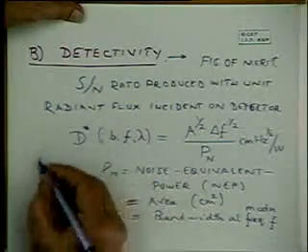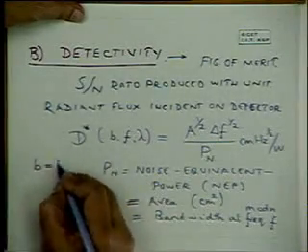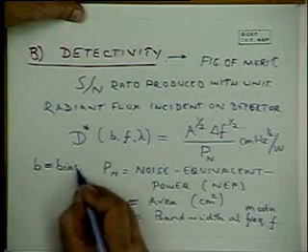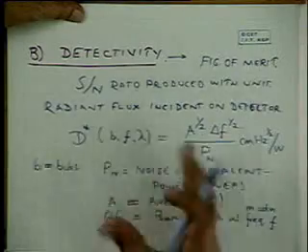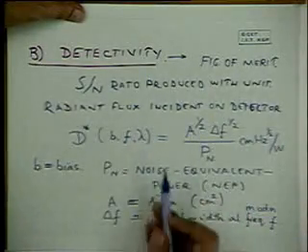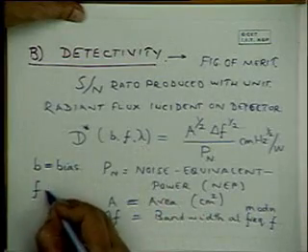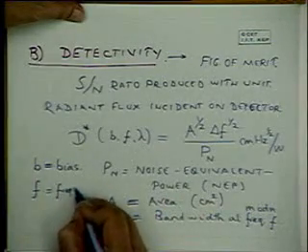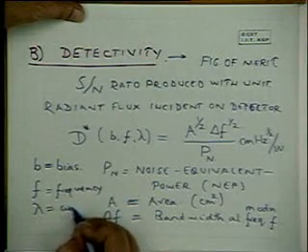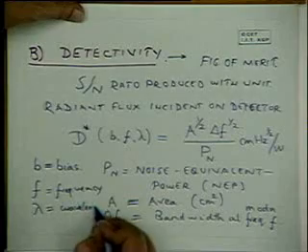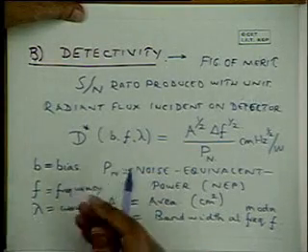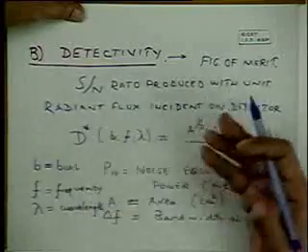Okay, sorry. B is here. In this case it is called bias. This is a bias across, say, a p-n junction or a photoconductor. B stands for bias. F is the frequency, and lambda is the wavelength. This is the wavelength of the source, and frequency is the frequency at which that wavelength is modulated.